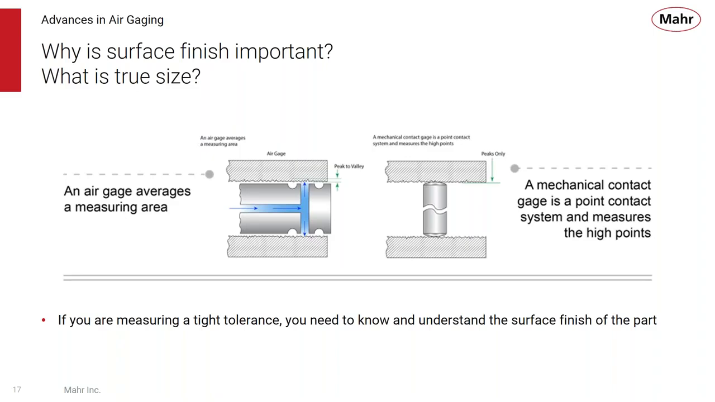And when that surface finish is rough, you can get a difference between a contact measuring system, which rides only on the peaks, and an air gauge system, which is working on back pressure. So that's why we'll always ask, what is the surface finish of the diameter when we're going to apply air gauging to make that measurement. If you're measuring tight tolerances, it's important to know and understand the surface finish of the part.